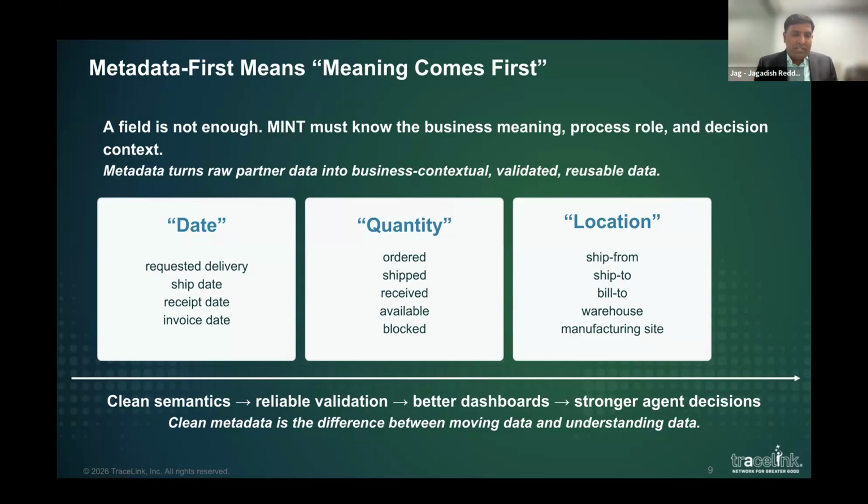This is where TraceLink is making a huge difference for our customers who start with us. From day one, they have their metadata and have defined the meaning. So now when they're building agents on top of it using Opus Mint agents, a Mint agent understands what the meaning of this stored data is and how to operate on it. So clean metadata is the difference between moving data and understanding data. This is where TraceLink Mint provides you clean metadata, which makes sure that we are not just exchanging data, but you're understanding the data as well.